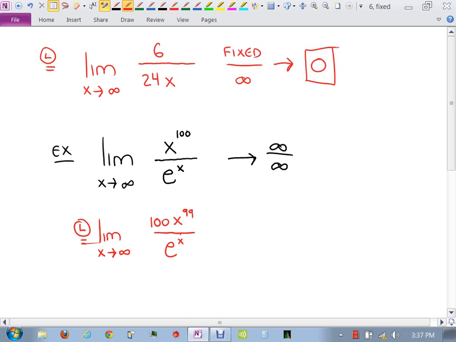Where does that go? Infinity over infinity, right? So I do it again. What would the next line be? It'd be 100 times 99 times x to the 98 over e to the x, and it would be infinity over infinity again. So what?